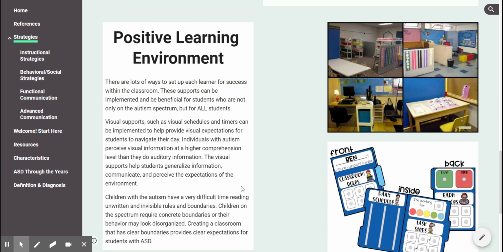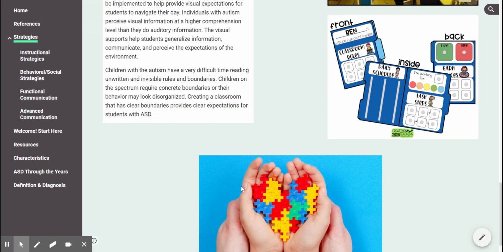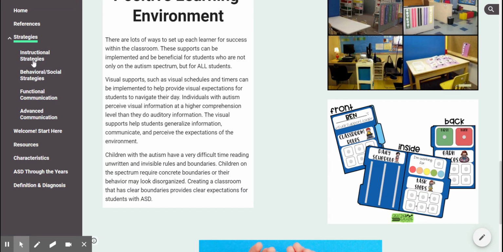And then down here, as a parapro, it's imperative for you to help facilitate a positive learning environment. There's lots of ways to set up the classroom for success by creating clear boundaries, which also help the students stay organized and feel secure in their classroom. And the visuals help, again, with that visual information, it helps them to stay organized as well.